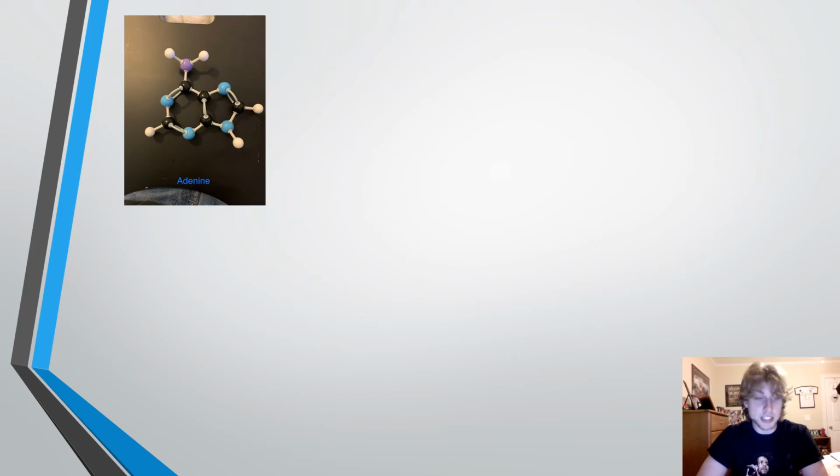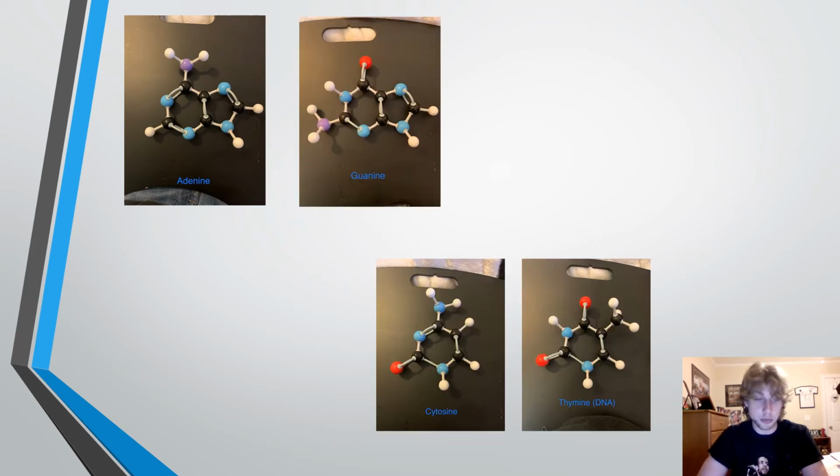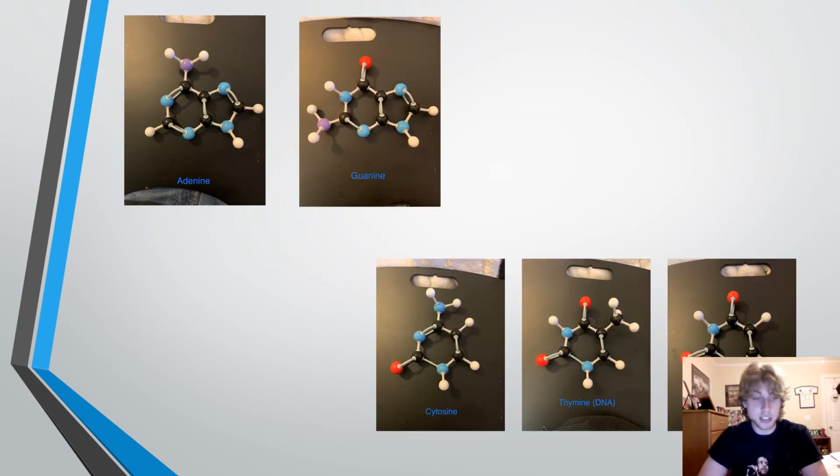There are 4 bases whose structure is split into 2 groups, purines and pyrimidines. Purines consist of adenine and guanine, which are fused bicyclic structures, while the pyrimidines consist of cytosine, thymine, and uracil, which are in a cyclic structure. In these structures, the black molecules represent carbons, the blue and purple molecules represent nitrogens, hence why they're called nitrogenous bases, and the white molecules are hydrogens, while the red molecules are oxygen.